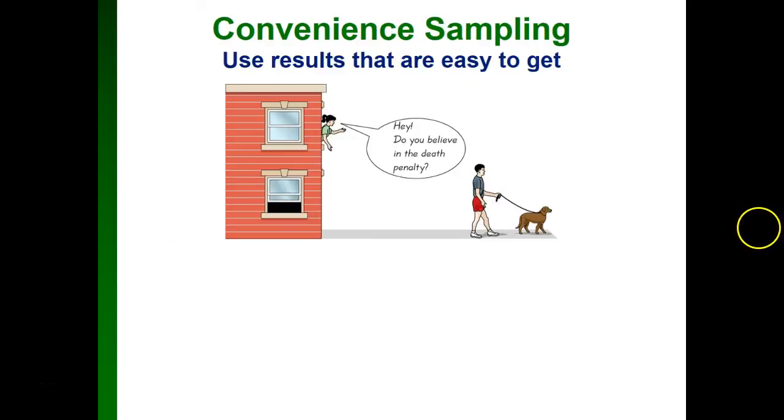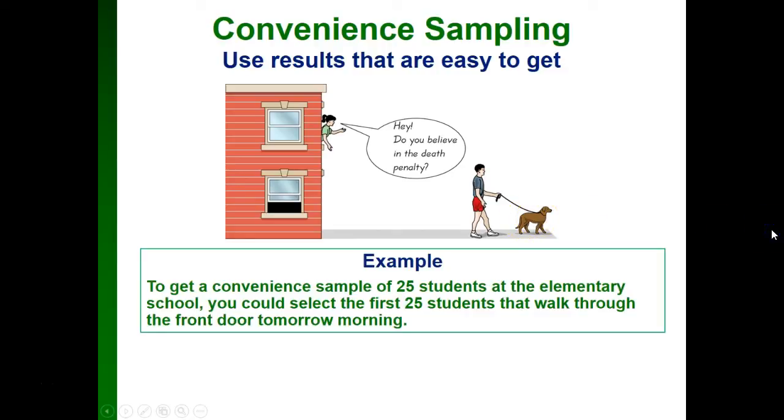Now the last one we'll talk about is convenience sampling. And this is where we just use results that are easy to get. So for example, in the picture, this person is just stopping someone on the street who's walking by to ask them a question. An example from our elementary school is if we wanted a convenience sample of 25 students, you could select the first 25 students that walk through the front door tomorrow morning. That would be very easy to do, much easier than any of the other sampling methods.